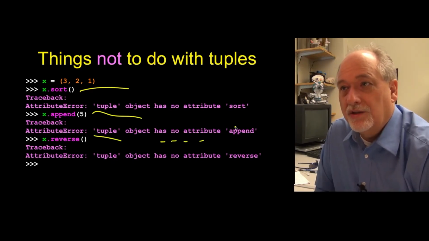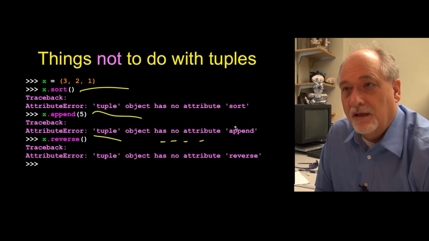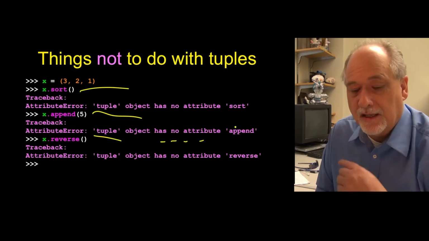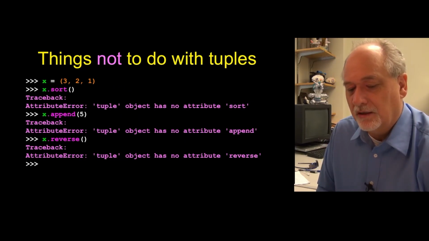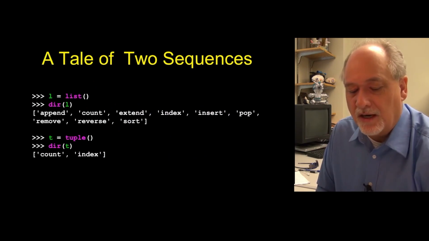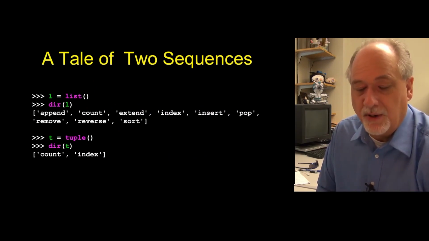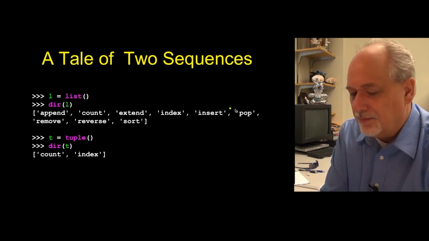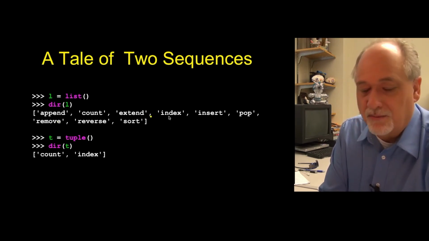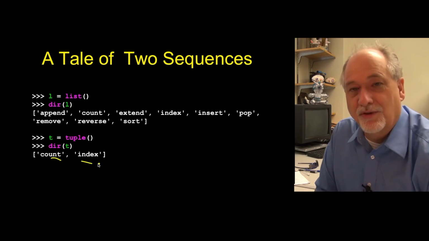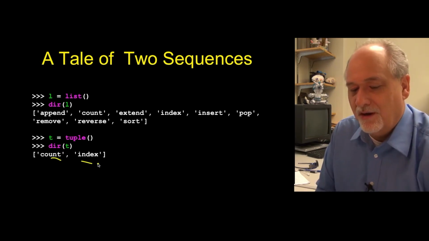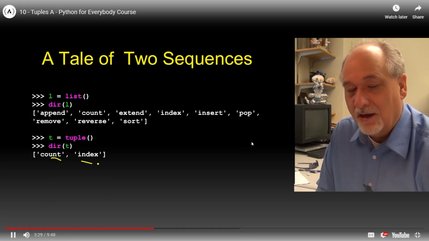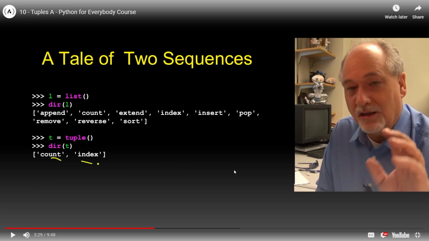So anything that you can do to a list that modifies the list, not allowed for tuples. And so you can take a look at the kinds of things that are inside the methods that are part of each list: append, count, extend, index, insert, pop. Many of these are modifying, and then count and index are the only ones that work for tuples. And so tuples are okay.